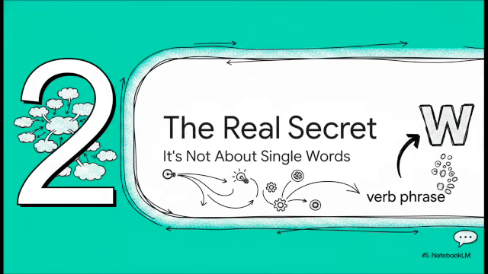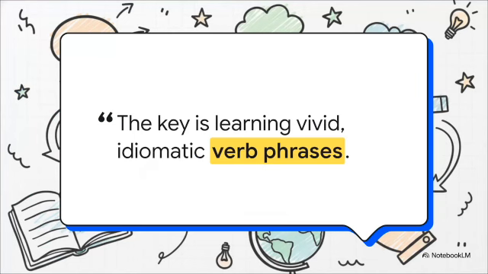And this right here brings us to the most important takeaway of this whole explainer. The real secret isn't just about memorizing one big, fancy word to replace a smaller one. Nope. It's about a total shift in how you think about vocabulary. So here it is, the crucial point. The key to natural expression is all about learning vivid, idiomatic verb phrases. And notice I said phrases, not just verbs.